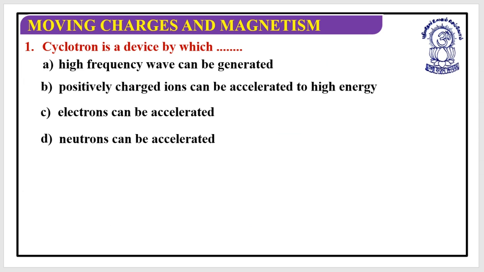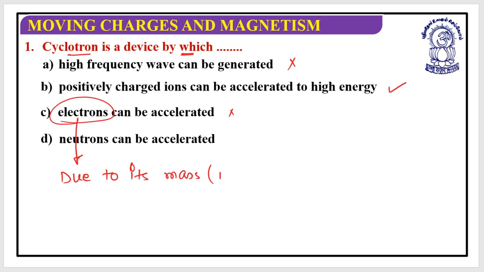Let's look at certain MCQs. Cyclotron is a device by which high frequency waves can be generated. No, it is not high frequency waves. A positively charged ion can be accelerated to high energy. Electrons can be accelerated? Electrons cannot be accelerated due to their mass. This limitation is due to mass, not due to negative charge. Please remember this: electrons cannot be accelerated using a cyclotron due to their mass, not due to their negative charge.